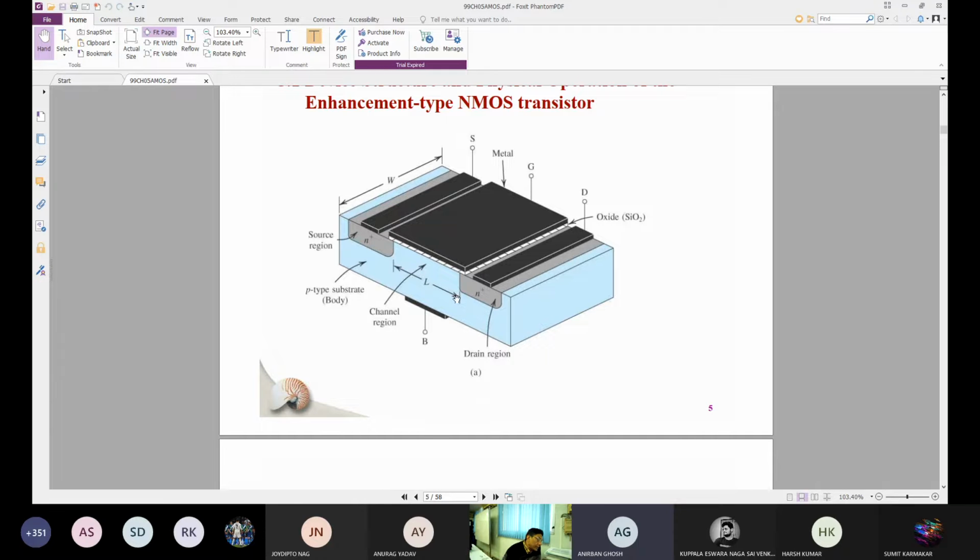This is the length of the channel, which is shrinking year after year, and as you shrink the length of the channel, the separation between source and the drain, it becomes a better switch, a faster switch.